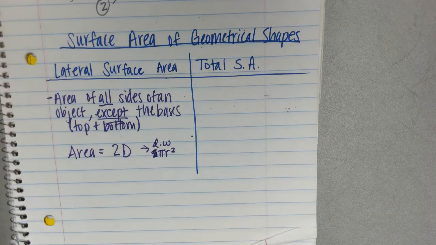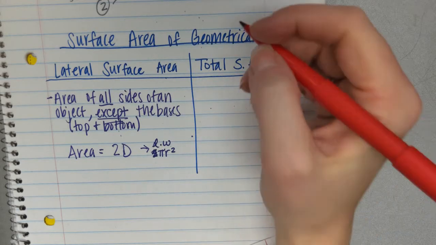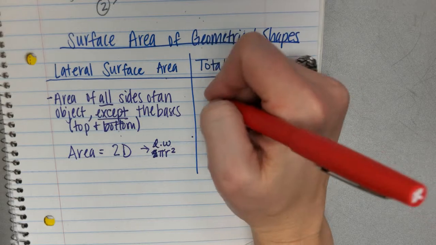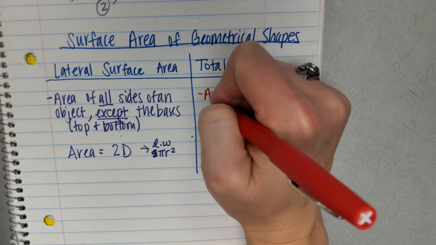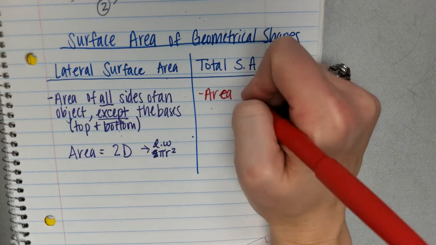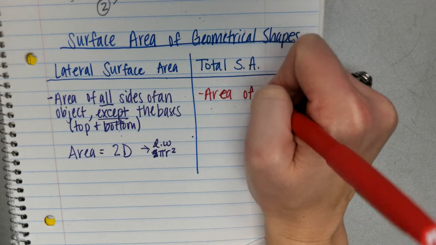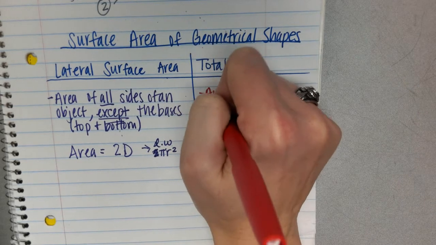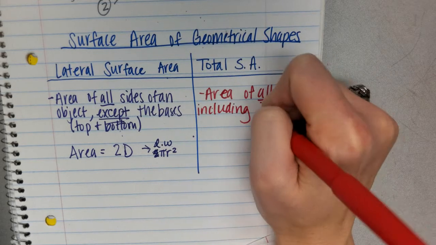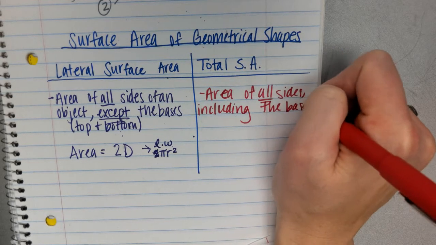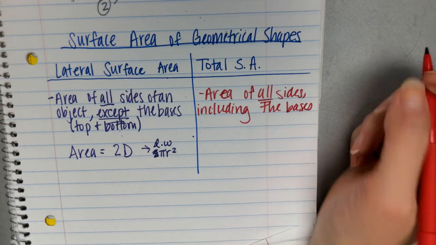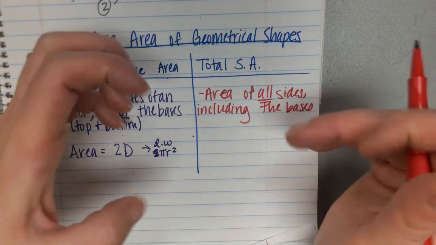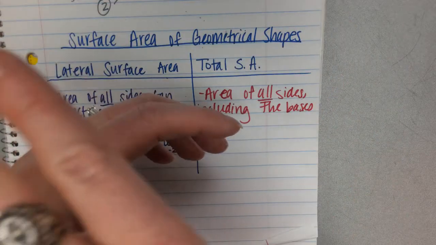Now, total surface area is the area, so it's still area, so it's still two-dimensional, area of all sides, including the bases. Okay, remember, it's not the volume, it's not the filling in the middle of the three-dimensional shape, it's just the outside on the top and the bottom.